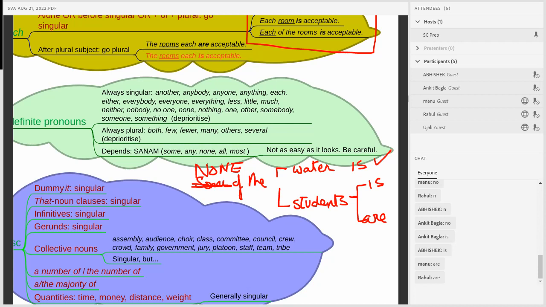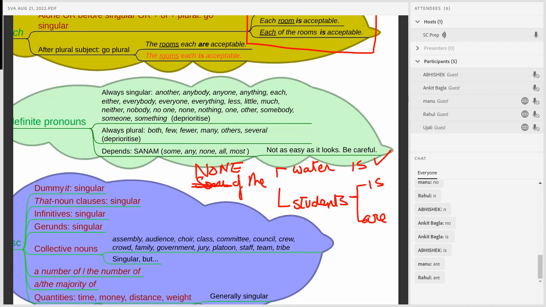But they have used "none of" plus a plural noun in the non-underlined part of the sentence. And over there, surprise, they went singular. So my advice to you is that "none" should probably not be treated as a Sanam pronoun. Do I have any evidence to back that up? Not really. Maybe the GMAT will continue not testing you. In case they ever test you, my advice would be go singular.